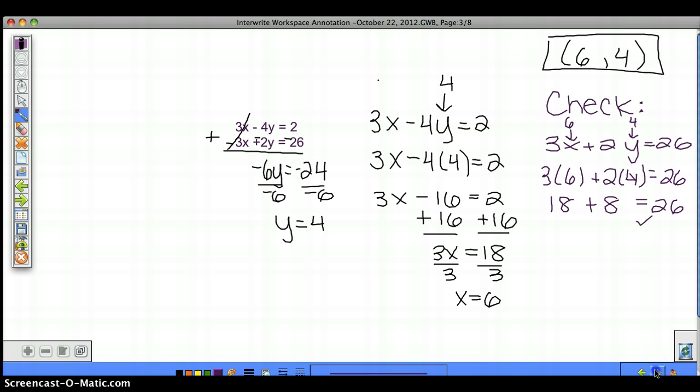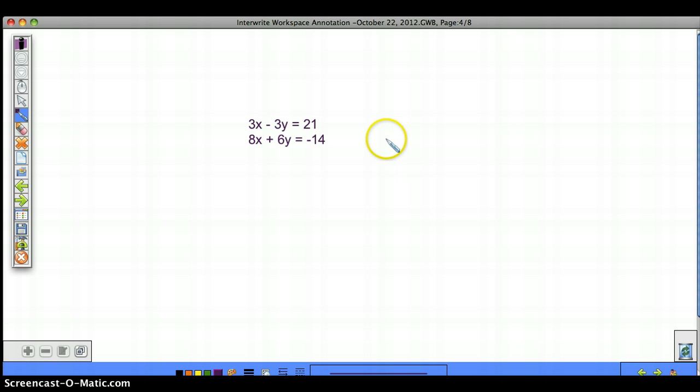Now sometimes you're going to see examples where the coefficients are not the same. So on this example, I have 3x minus 3y equals 21, and I have 8x plus 6y equals negative 14. The trick here is that I need to multiply one of my equations by a number in order to get the coefficients to be the same.